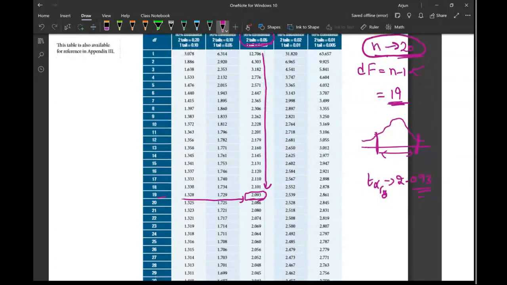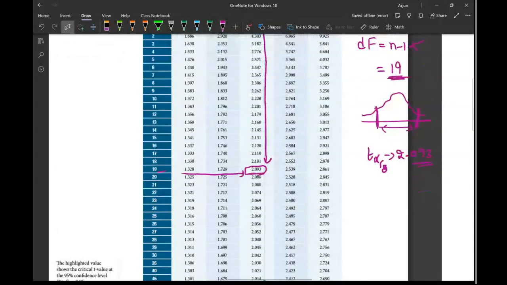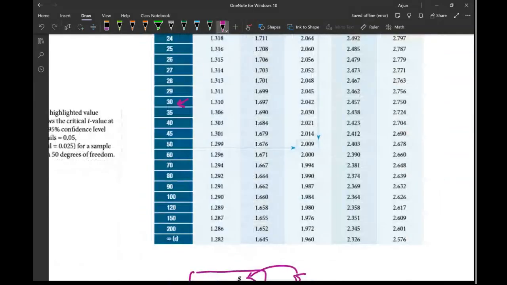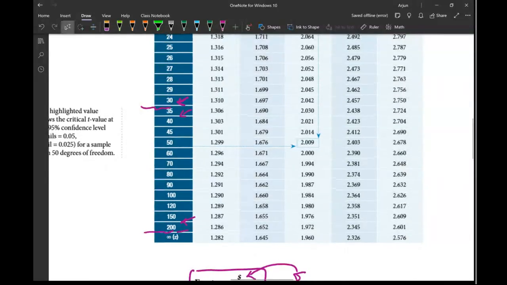Now, what if the values of degree of freedom are huge? Why am I saying that? Because if you see some of the values, as soon as you move after 30, the in-between values are not there, and if you go beyond 200, the values are not here. I'll tell you the real reason for this, because once you go above 200, 250, you will find that the z and the t values are almost the same. That's why those values are not given here.